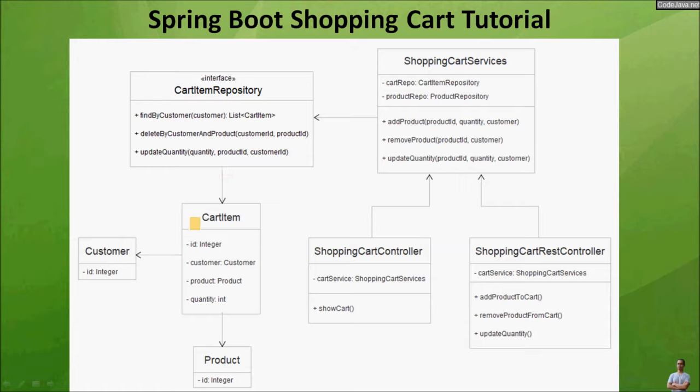And I drew this class diagram to help you understand the classes which we are going to code in this video. First, in the repository layer, we need to create a new entity class, CartItem, that maps to the corresponding table, cart_items, in the database.